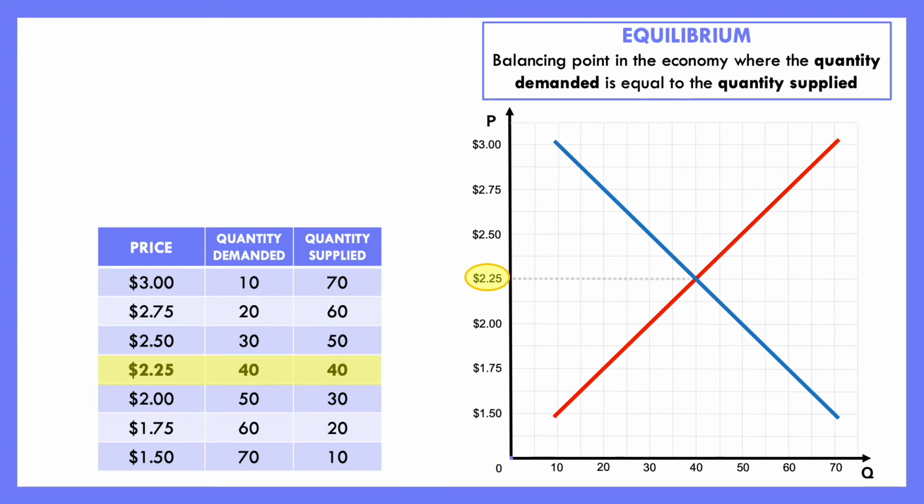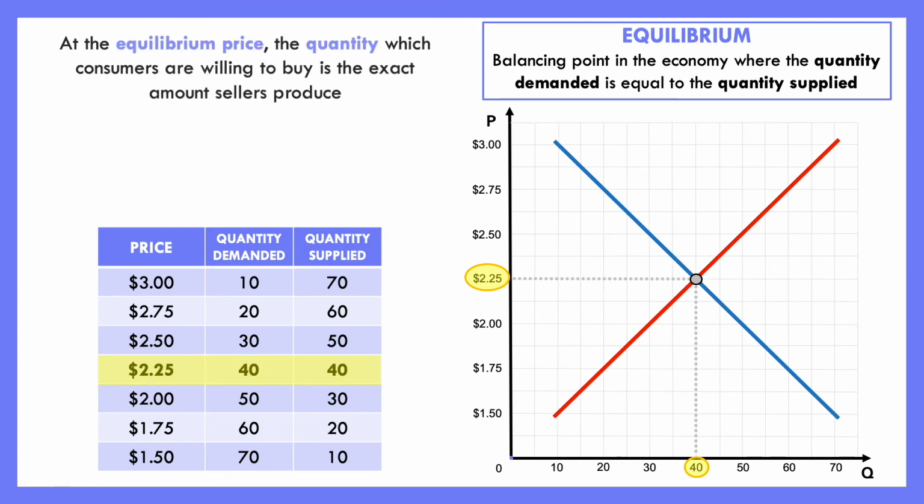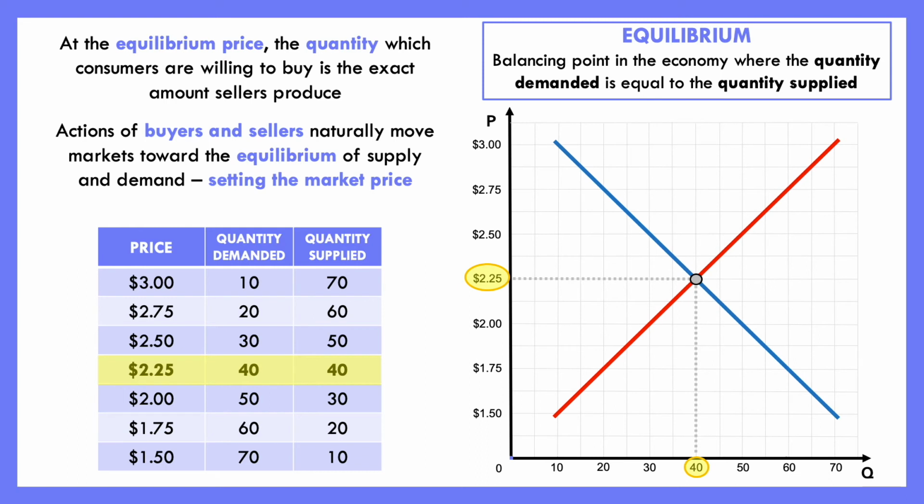So again, we said at 225, we have our equilibrium price and an equilibrium quantity of 40 million gallons. What that's saying is at this specific price, the amount which consumers are willing to buy is exactly the amount that sellers will produce. So how do we get to this point? Well, naturally, buyers and sellers will move the market toward that equilibrium. And this is a key thing, write this down: it's setting the market price. We see that in our market, the selling price based on the supply and the demand is going to fall at $2.25.